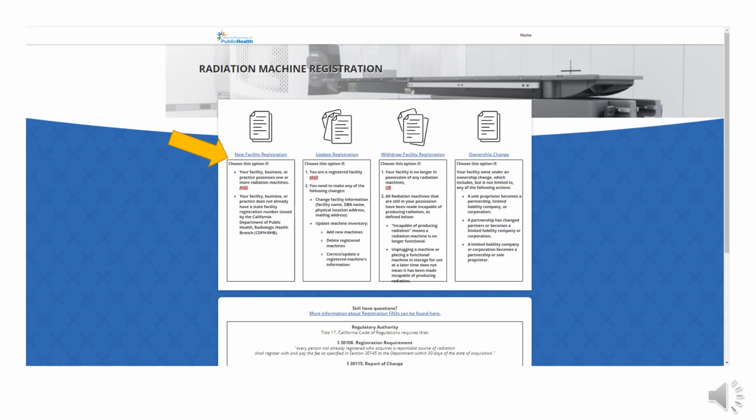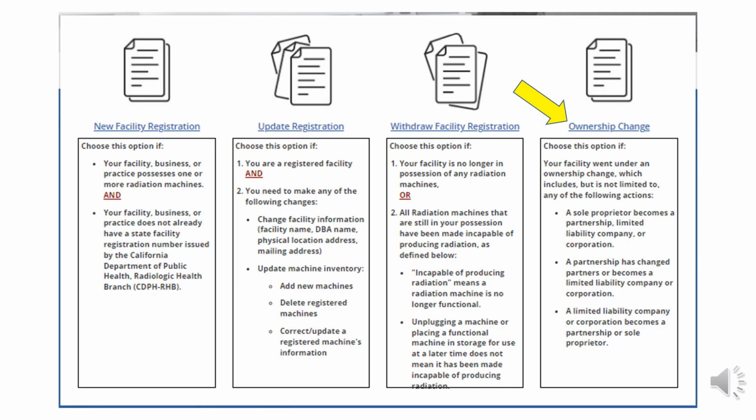Once you reach the registration portal, you will see that there are 4 options. We are going over the new facility registration in this tutorial. Select the link where the yellow arrow is. If this is an ownership change and you are the new owner, you can also choose this link where the yellow arrow is. Important information about changes in ownership.